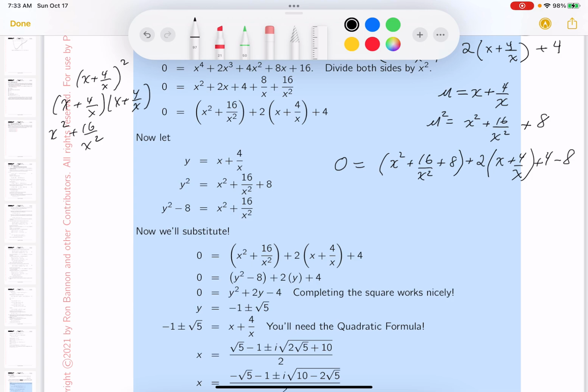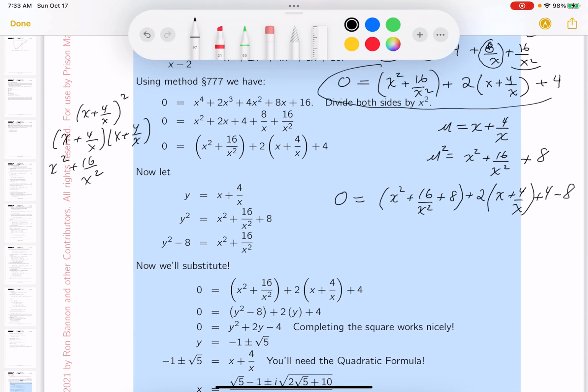All right, is that the same as what we have up here? Well, I hope you agree it's the same. And what am I seeing now? Write this down. It's going to be 0 equals, what would that be? That would be u squared, right? That's right here. Plus 2u. That's right here. And 4 minus 8 is going to be what? That's going to be minus 4.